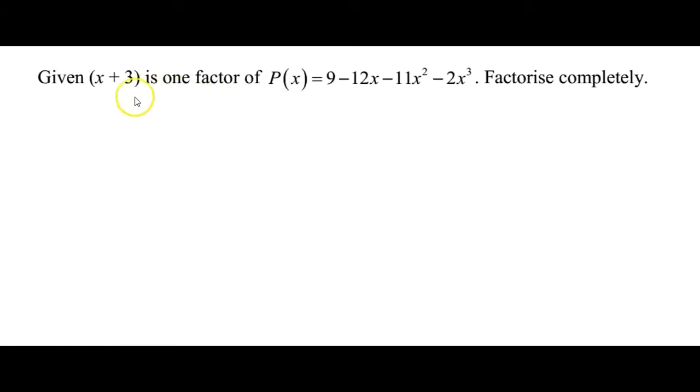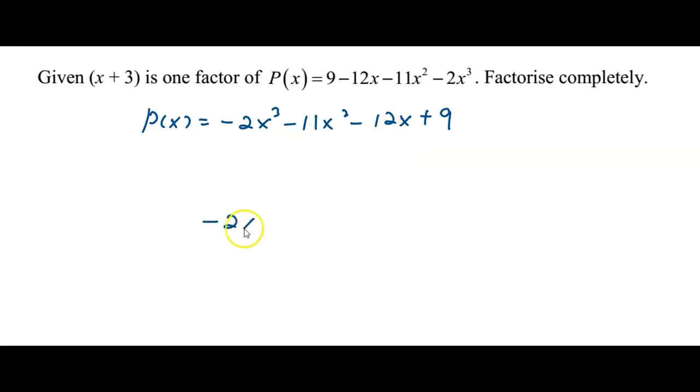All right. Let's move to the third example. Given that x plus 3 is one of the factors of p(x), factorize completely. For this question, p(x) is not well arranged. We need to arrange it nicely, where the first term should be the x cubed term, followed by the x squared term, followed by the term of x, followed by the constant. Then we can use the method of long division to find the other quadratic factor. For this question, I'm going to show it using long division.